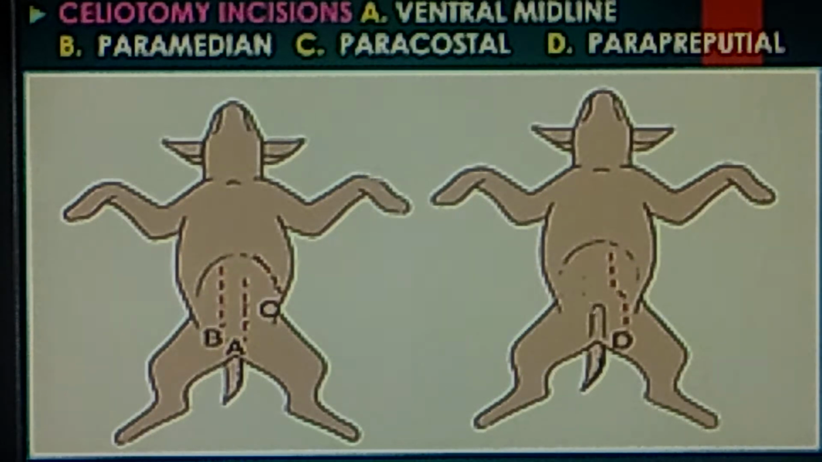So this is your prepuce, right? So we're just going to the side of the prepuce. So this would be an incision that we might make looking for a cryptorchid or something like that. A bladder surgery in a male dog, you'd have to do some type of parapreputial incision to gain access into the abdominal cavity.